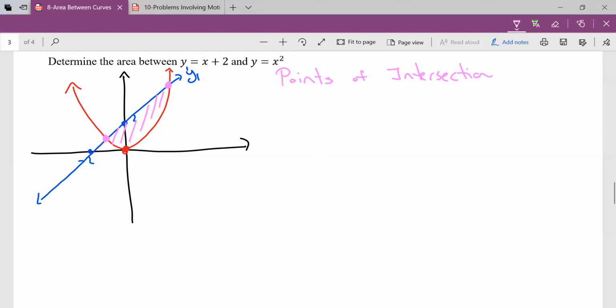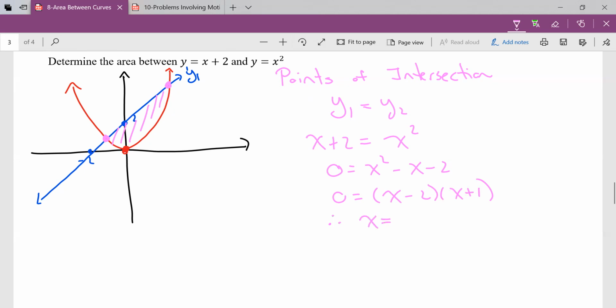So if I want to find the points of intersection, well, that's where y1 is equal to y2. So that's where x plus 2 is equal to x squared. So that's x squared minus x minus 2. Let's factor that thing, x minus 2, x plus 1. So what do we have? Therefore, our points of intersection will be when x is 2 and x is -1.